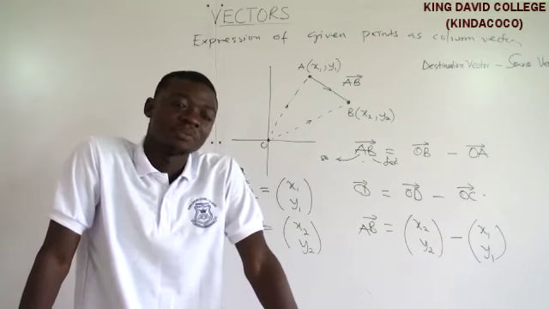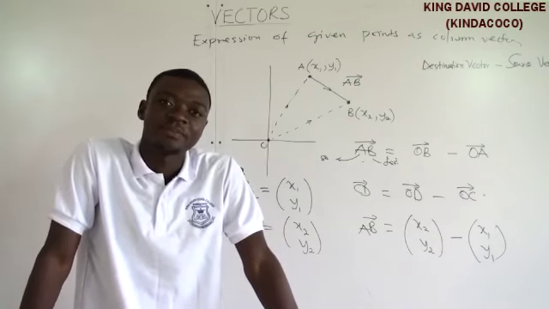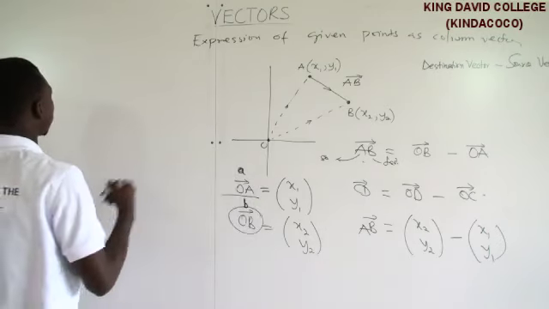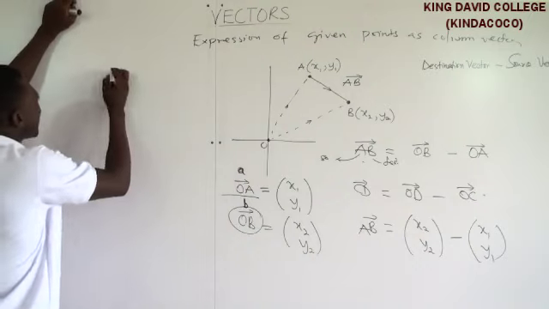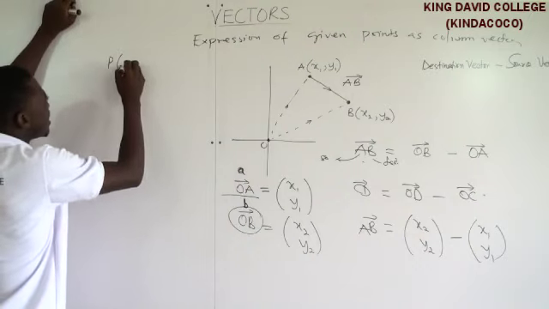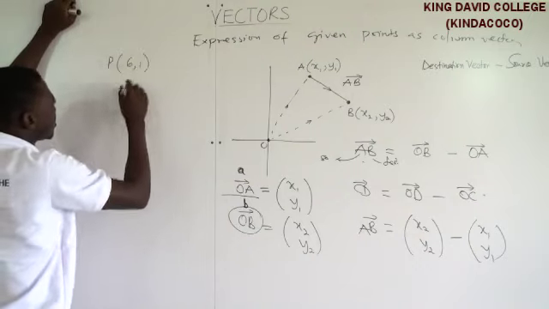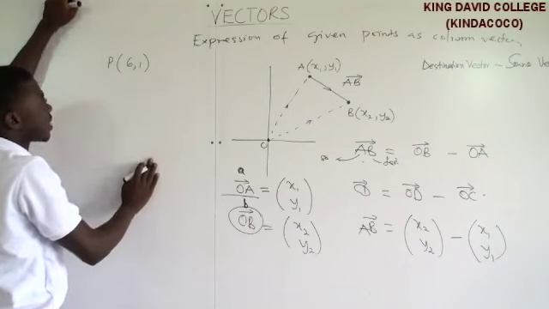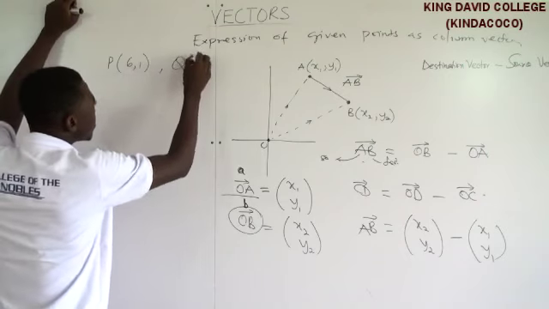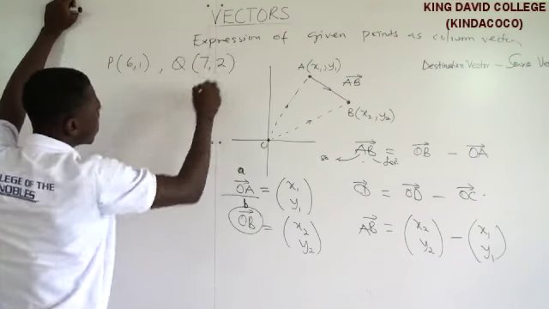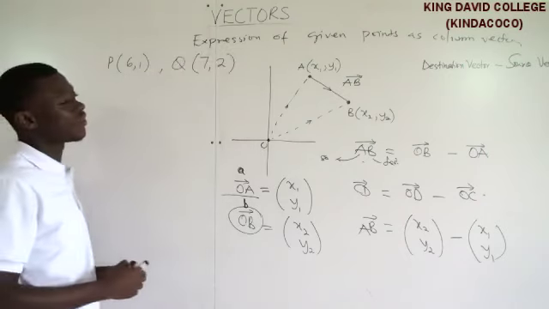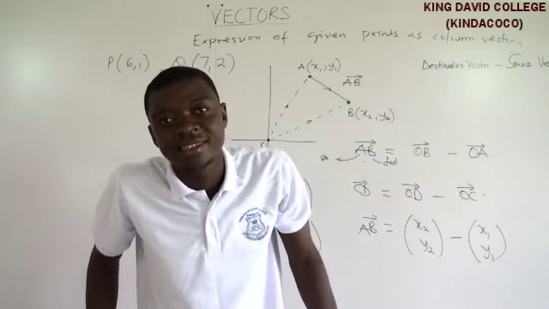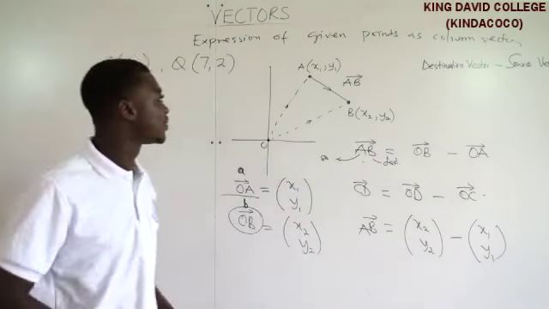As simple as you see it. Very well. So let's take a numerical example. I give you point P to be (6, 1), and then point Q to be (7, 2). Okay? So I give you point P to be (6, 1), and then point Q to be (7, 2).